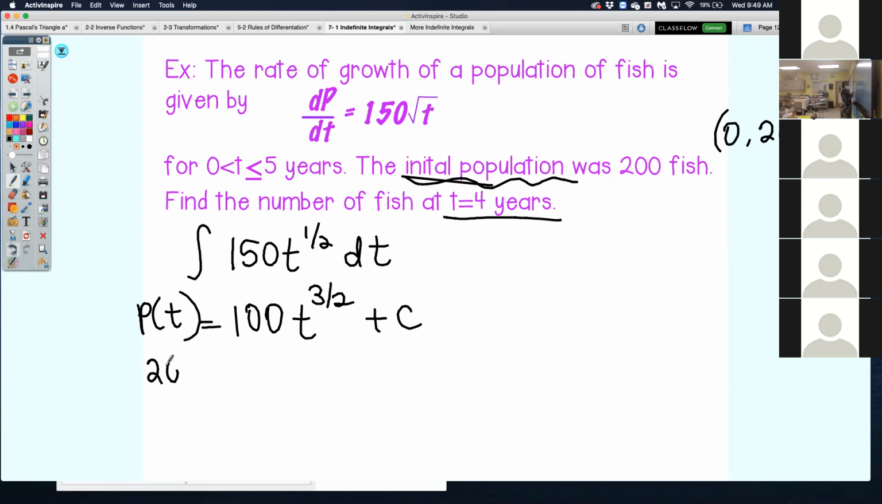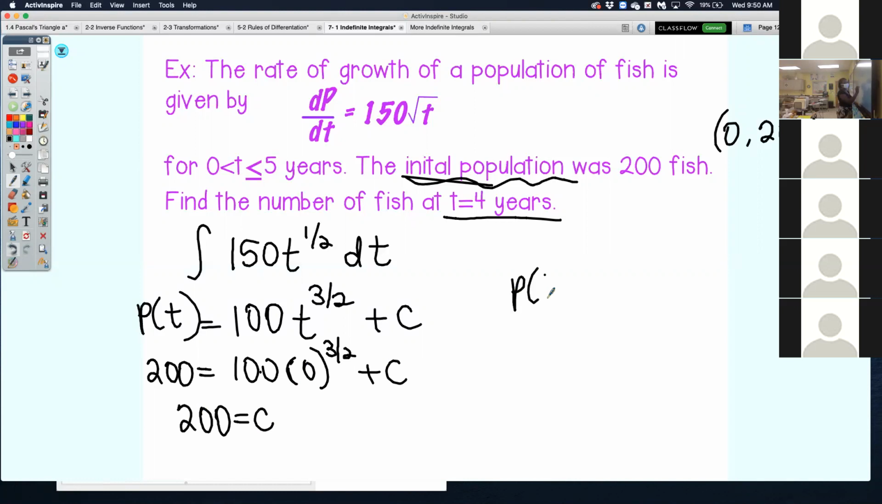So I'm going to use that point, and I'm going to plug in 200 for my population and 0 for my time, because remember, initial means at the very start. So that's why t is 0. Of course, 0 raised to any power is 0. 0 times 100 is 0. So my constant is going to be 200. The equation that represents the population is P of t equals 100 t to the 3/2 plus 200.